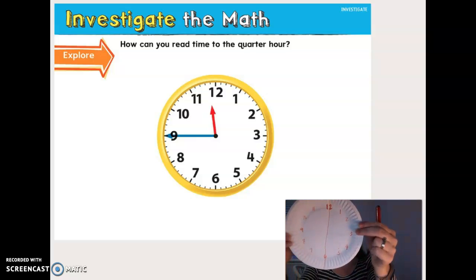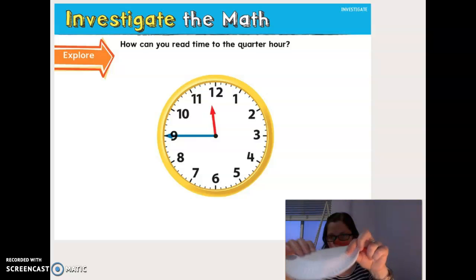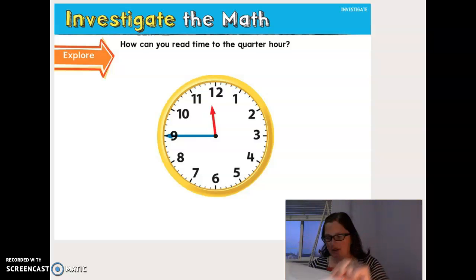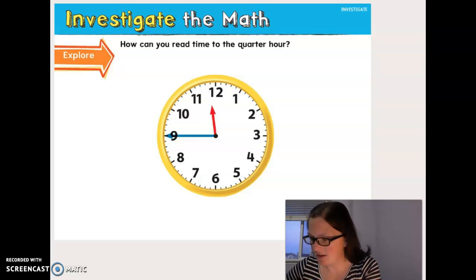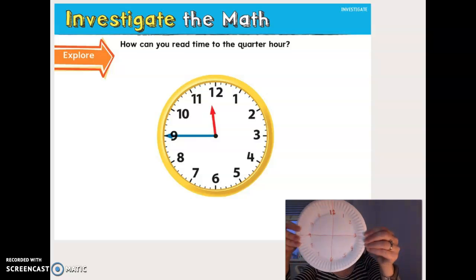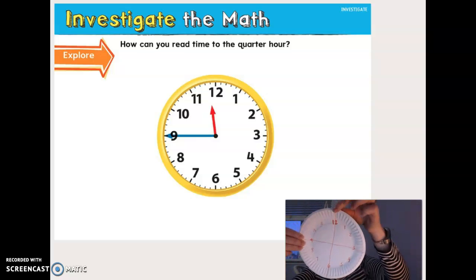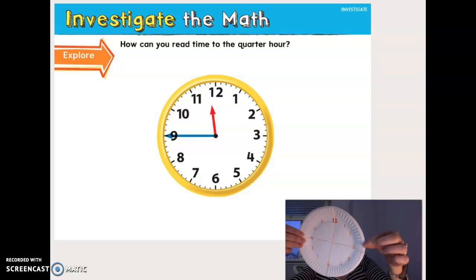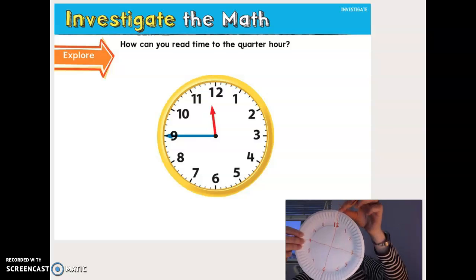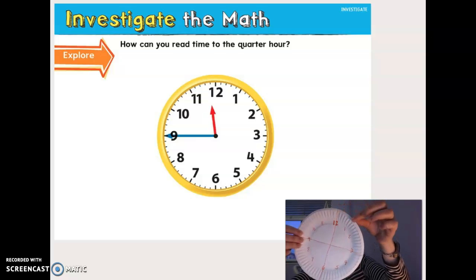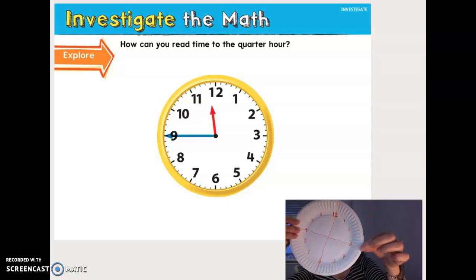Well, if we take that half and we fold it again the other way, now, let me draw that line in. 2 halves makes a quarter. So if I look, I have this section between 12 and 3. That is 1 quarter. In 1 quarter, we have 15 minutes. Remember, each section is 5 minutes, so there's 5, 10, 15 minutes to the 3.